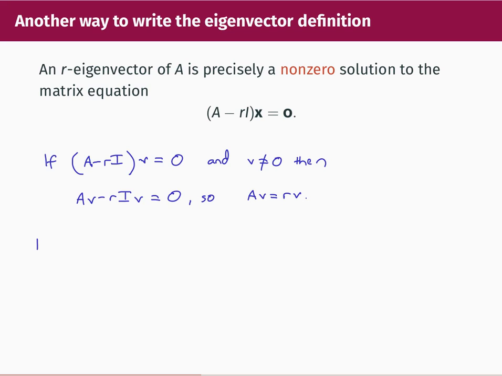Conversely, if V is an R eigenvector, so AV is equal to R times V, and V is non-zero, then we can rearrange this. If we look at A minus R times I and multiply this into V, then you will get AV minus RIV, so just RV. So you'll get the 0 vector. So V is a non-zero solution of that matrix equation.